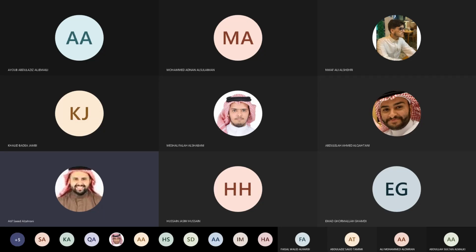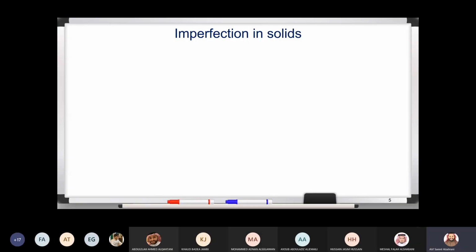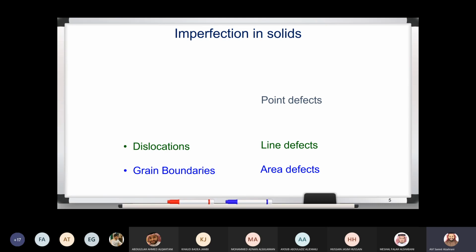All right, so last time we started talking about imperfections in crystal structures. We said that there are no perfect crystals. There is no way to have a perfect crystal. There have to be some imperfections or defects. Some are good, some are bad. And we classify the defects based on whether they're point defects, line defects, or area defects. Area defects and line defects, we're going to talk about them next class.